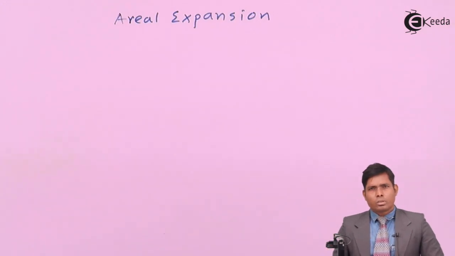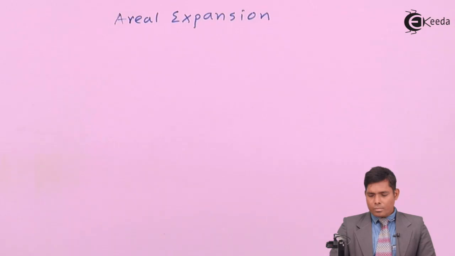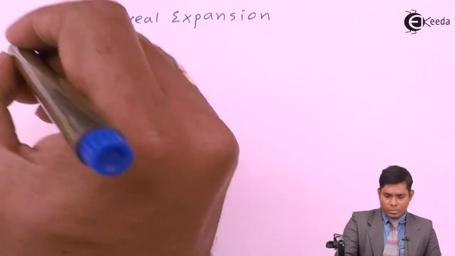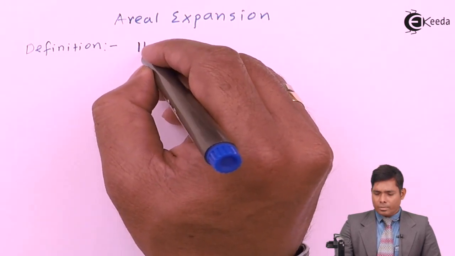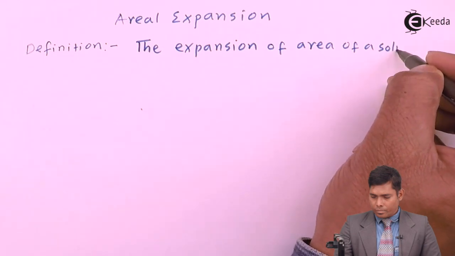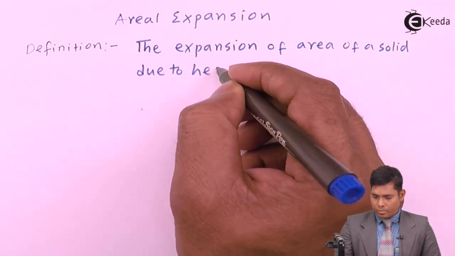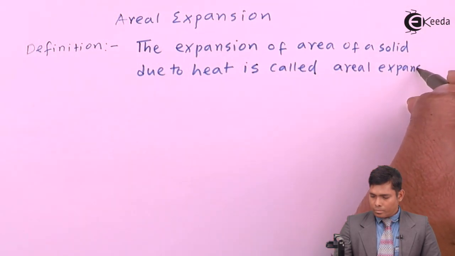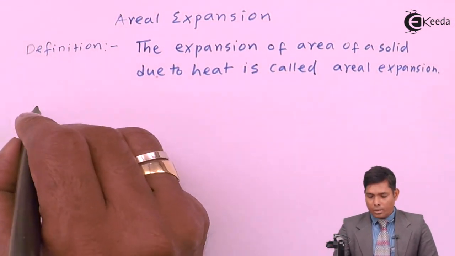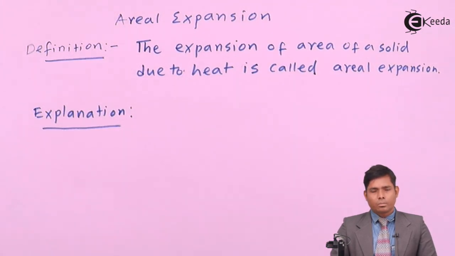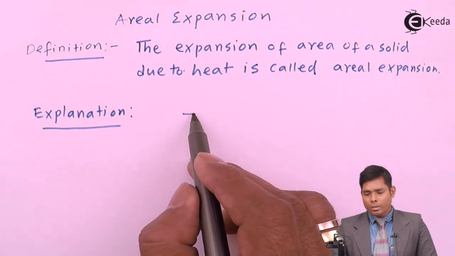We'll now discuss how the area will change and find the final expression for the change in area. For areal expansion, first we'll write the definition, then we'll explain and derive the expression. Definition: the expansion of area is called areal expansion. When you heat, it will increase. Now we'll explain the terms, and we'll consider a plate.